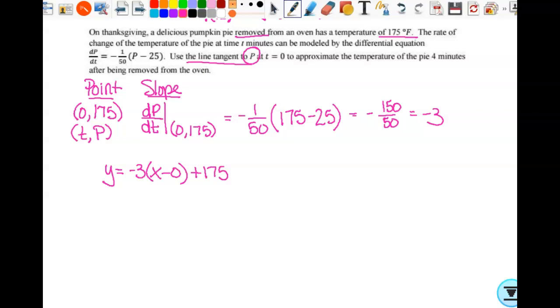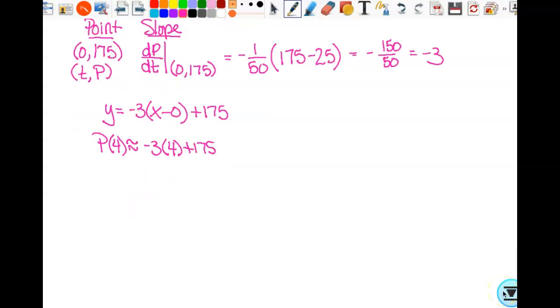So then I want to approximate the temperature of the pie 4 minutes after being removed. So I can say P of 4, and then this is super important here. Do I put an equal sign? The little squiggly, because it's an approximation, right? It's approximately -3 times 4 plus 175. Negative 3 times 4 is negative 12. So negative 12 plus 175 equals 163 what? Degrees Fahrenheit.